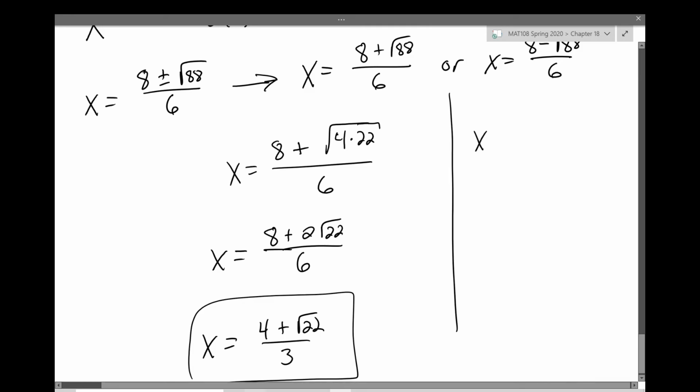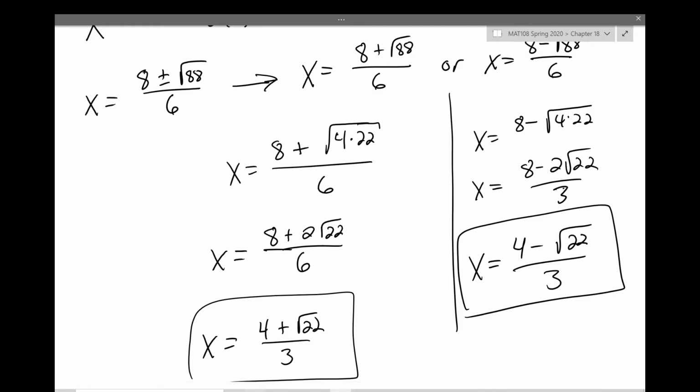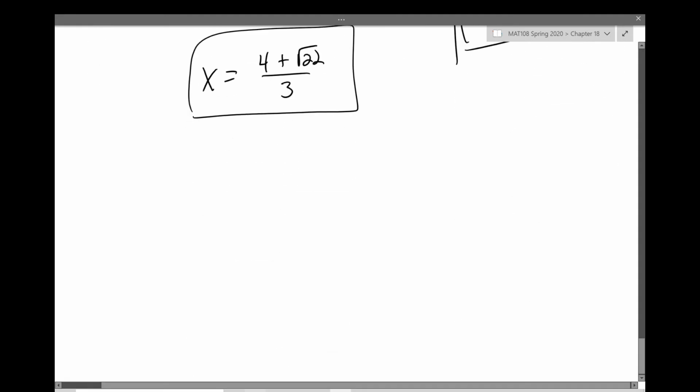Now the second one, x equals 8 minus the square root of 4 times 22. That's going to give me x equals 8 minus 2 square root of 22 all over 2. Or I'm sorry, all over 3. For a final solution of x equals 4 minus the square root of 22 over 3. Okay? So here we have an example of very ugly solutions. Really ugly solutions. All right? So let's keep doing this. Let's keep going.